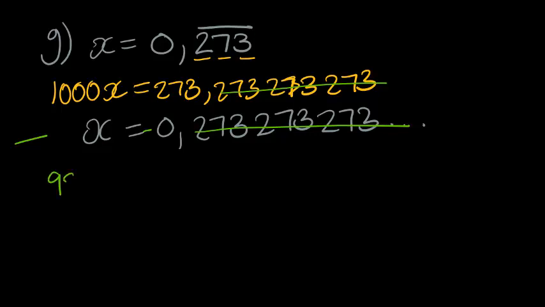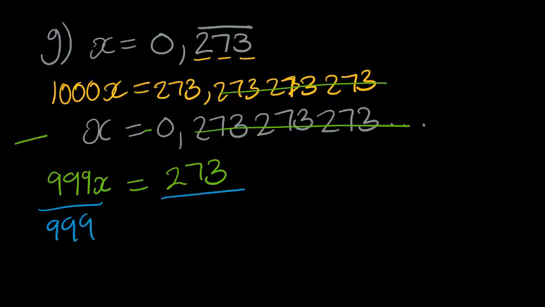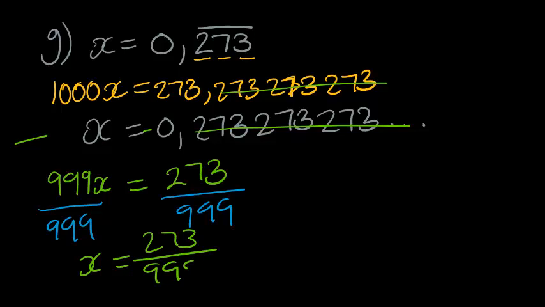So 999x is equal to 273. Now when I get rid of the value in front of the x, 999, divide by 999, and I will say that x is equal to this fraction, 273 over 999. Next up, I need to see if I can simplify.